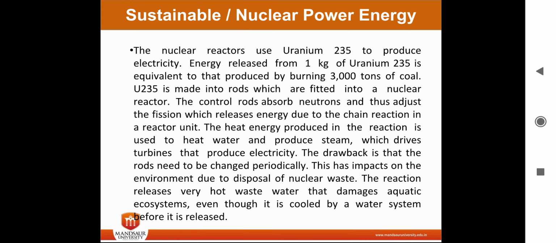U-235 is made into rods which are fitted into nuclear reactors. The control rod absorbs the neutrons and adjusts the fission, which releases energy due to the chain reaction in a reactor unit. The heat energy produced in a reactor is used to heat water and produce steam, which drives a turbine that produces electricity.